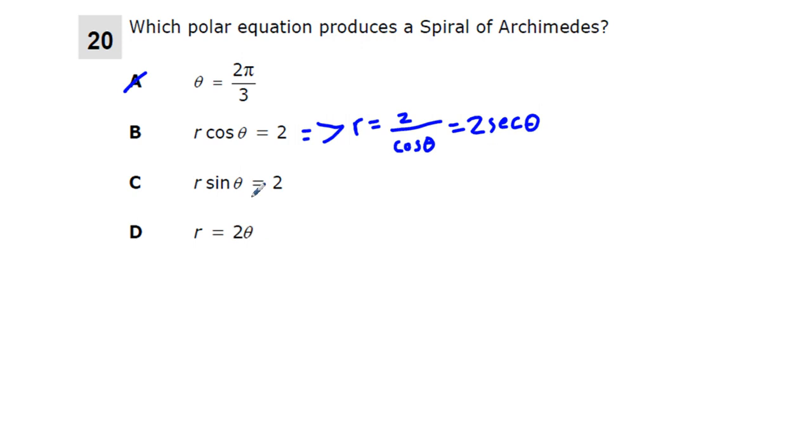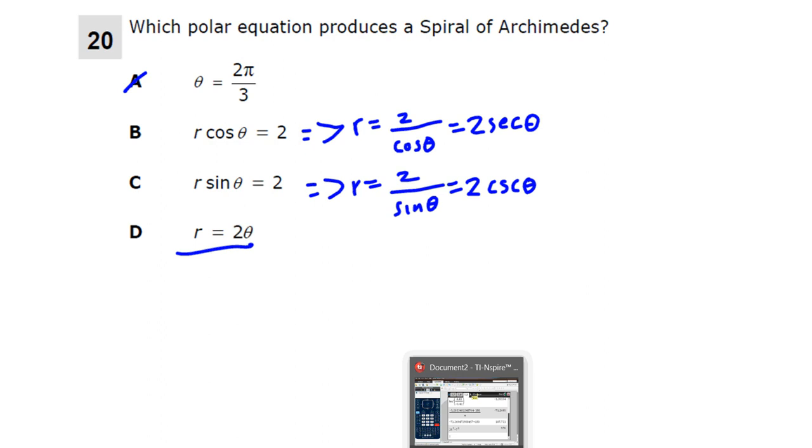Okay, this one here, C is going to be r is equal to 2 over sine theta, which is going to be equal to 2 cosecant theta. We graph those, we're going to get lines. But our real answer is going to be D. So let's just go do that, see what a spiral of Archimedes looks like.